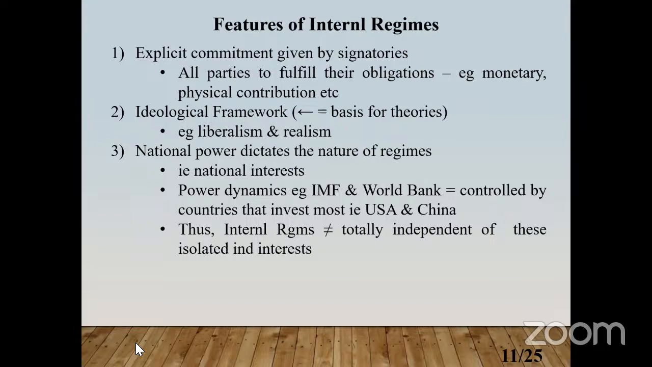So one of the essential features of international regimes that we carry from that kind of definition is that there is an explicit commitment given by signatories. This means that all parties are supposed to fulfill their obligations, of course. It could be monetary obligations, maybe paying up some money. It could be physical contribution, e.g., each one of us taking troops to that country in peacekeeping. We're discussing the basic features of international regimes. So one, that explicit commitment: a member must demonstrate a willingness to fulfill obligation, which indicates an explicit commitment to the regime.